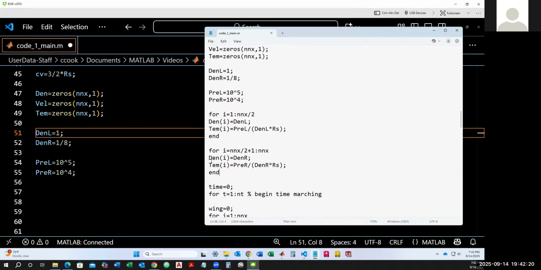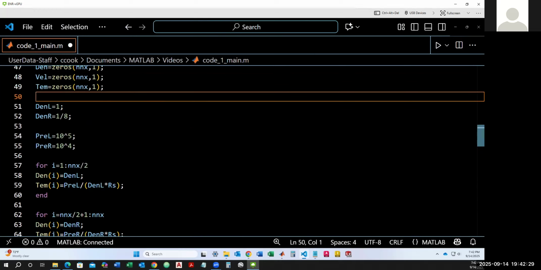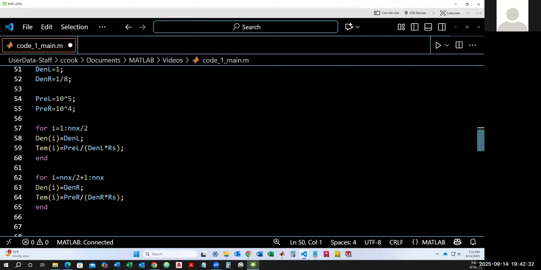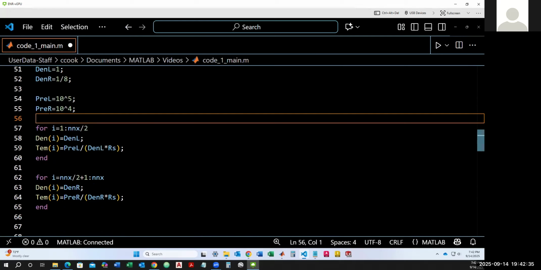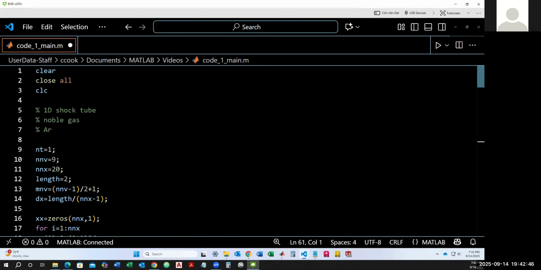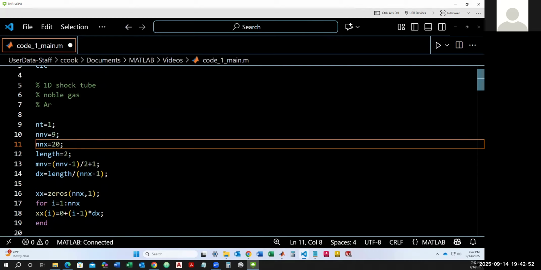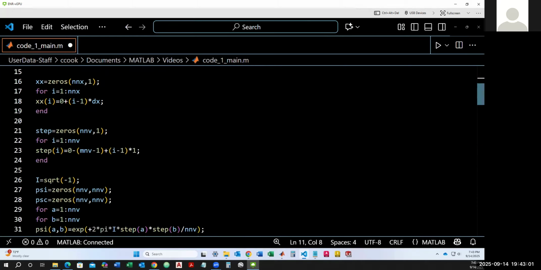I'm now going to assign my initial observables, and the velocity is just going to be 0. This is going to assign half the grid to the left quantities and the other half of the grid to the right quantities. So NNX here should really be an even number. NNV should always be odd. For this particular problem, because we're splitting it into a left and a right, if we want the same number of nodes in the left and right, that should be an even number.